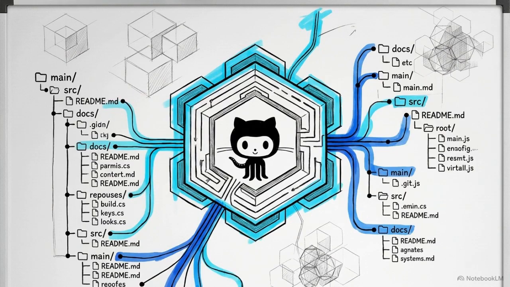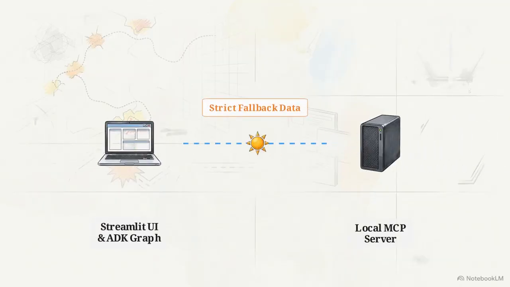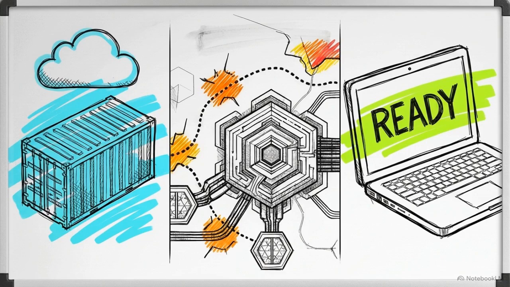Reviewers can navigate to the live browsable GitHub repository to clone the complete codebase. Because the MCP server uses strict fallback data, the entire Streamlit UI and ADK graph run locally in seconds. Absolutely no live API keys are required. A Docker file is included to facilitate optional deployment to Cloud Run, though local evaluation is fully supported out of the box.